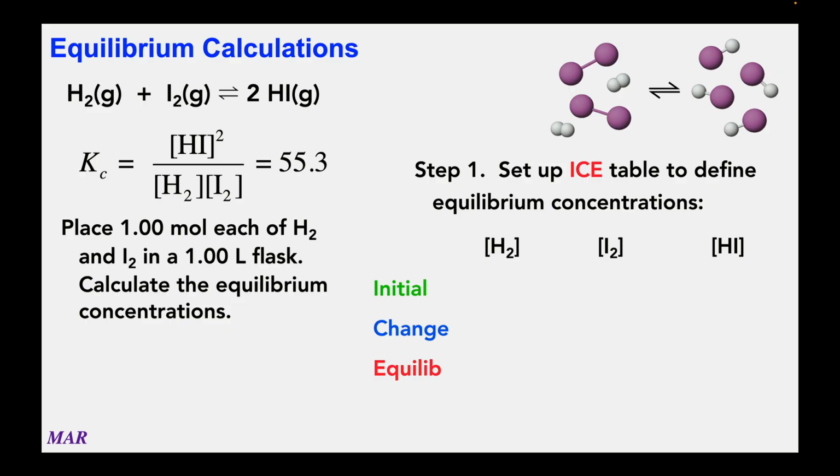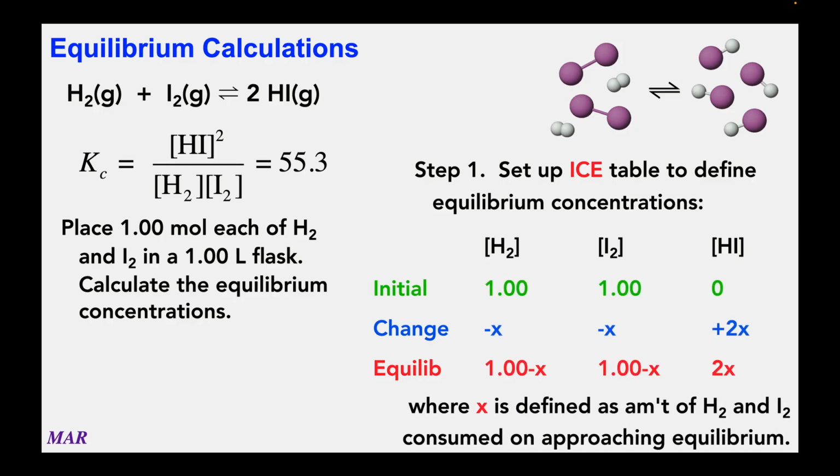Initially, we have 1 mole of H2 and 1 mole of I2 in a 1 liter flask. So the concentrations of H2 and I2 are just 1, and HI would be 0. Then we're going to use the stoichiometry to go to the change part. H2 and I2 will go down by x, and HI will go up by 2x. And that's because there's twice as much HI being made for every H2 and I2.